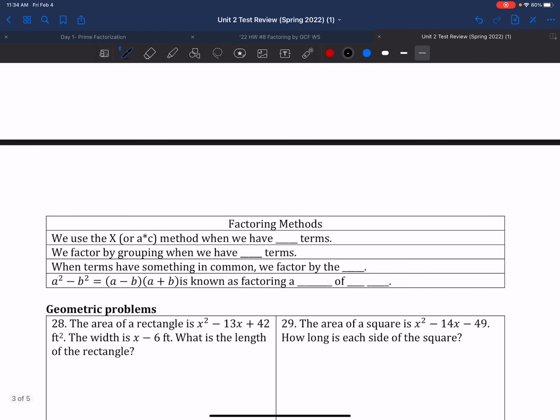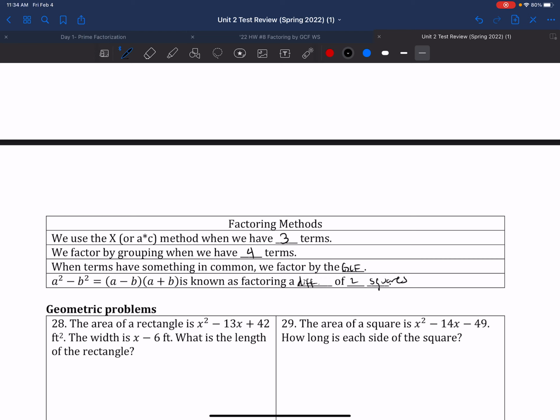We use the X or the AC method when we have 3 terms. We factor by grouping when we have 4 terms. When terms have something in common, we factor by the GCF. Right? A squared minus b squared is equal to a minus b the quantity, a plus b the quantity, known as factoring a difference of 2 squares. Okay? Alright.